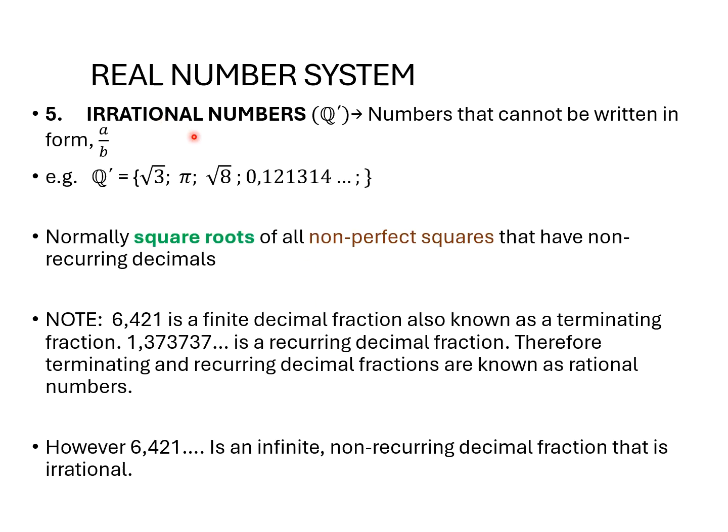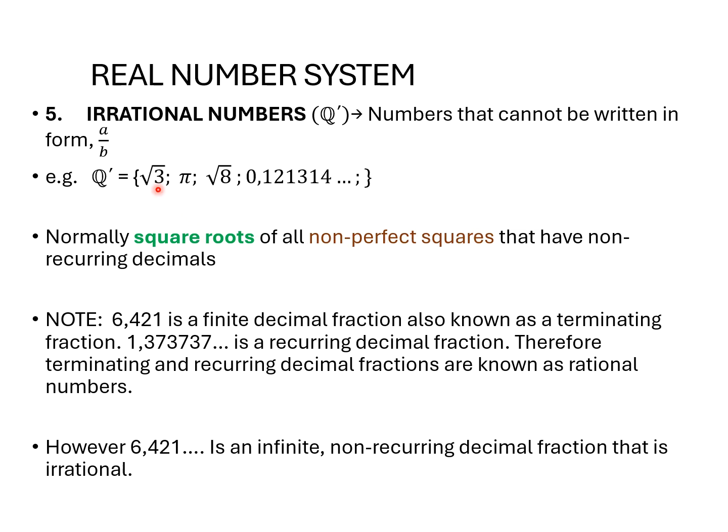Irrational numbers, Q dash, are numbers that cannot be written in the form a over b. So square root 3, pi, square root 8, 0.121314. See, in there we have no recurring, there's no 1, 2 again, it's 12, 13, 14. So normally, square roots of all non-perfect squares.